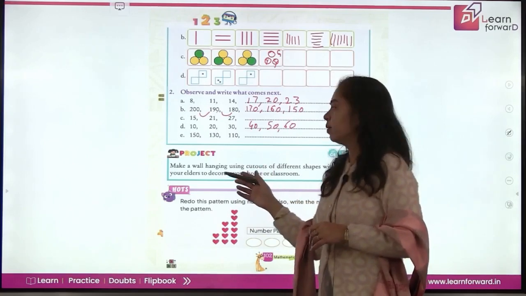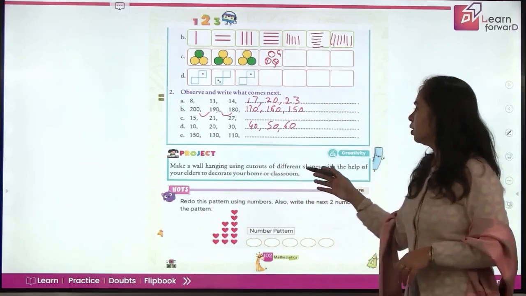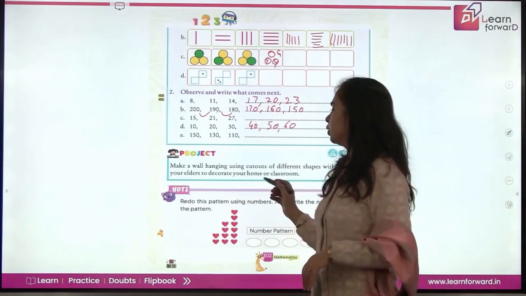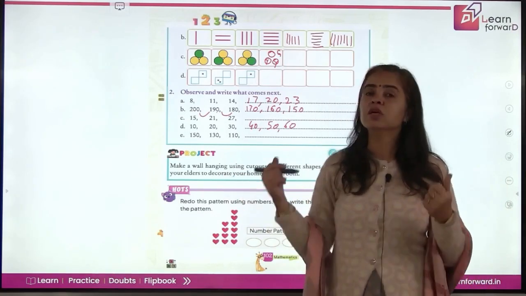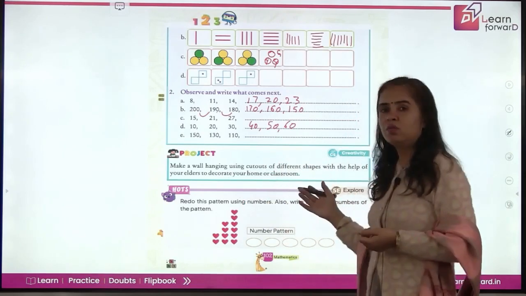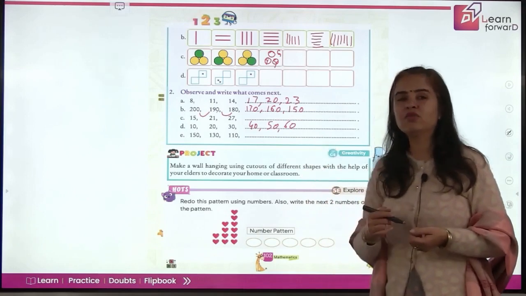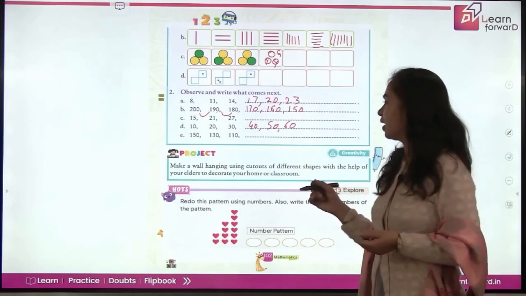Now you have to make a project. Make a wall hanging using cutouts of different shapes with the help of your elders to decorate your home or your classroom. So you can make your own wall hanging. I know you are very creative and you can take help from your teacher and from your parents and elder siblings also.